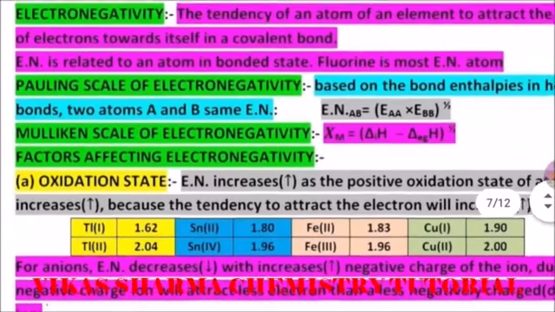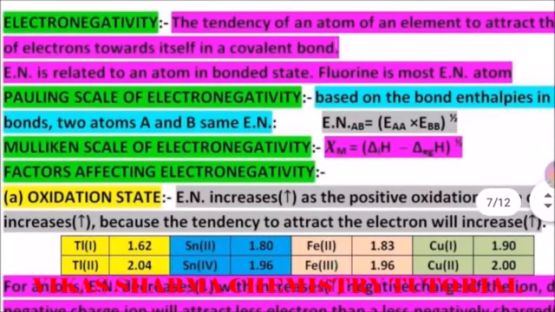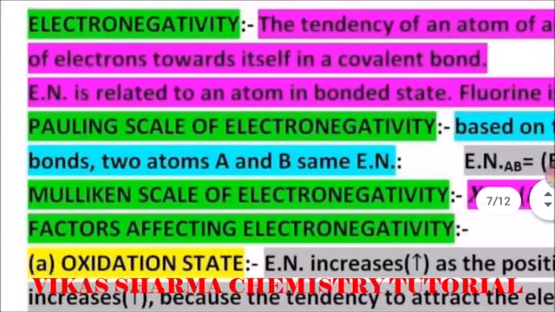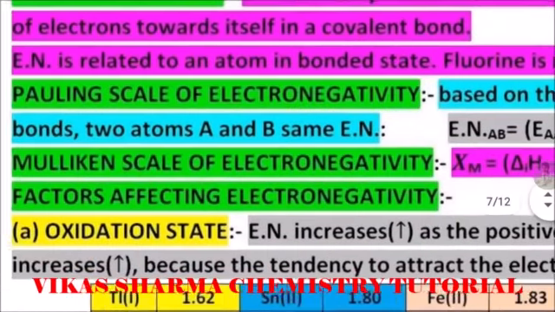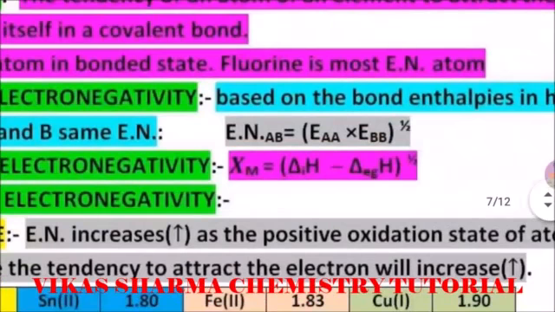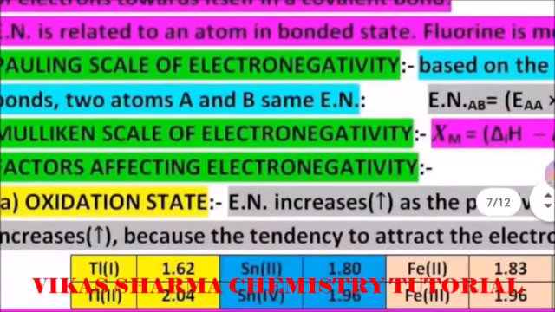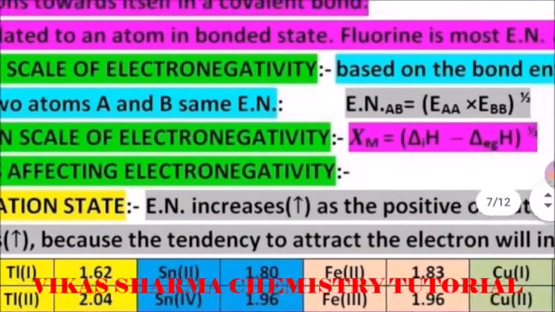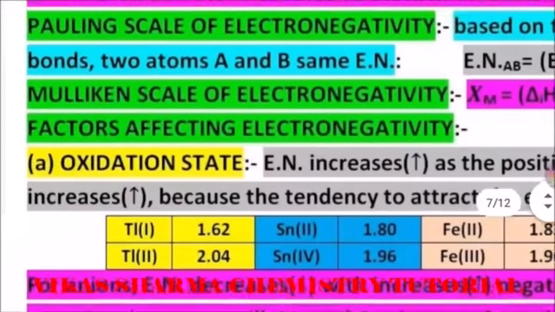Our next topic is electronegativity: the tendency of an atom of an element to attract the shared pair of electrons toward itself in a covalent bond is known as electronegativity. It means the attracting power of an atom in a covalent bond. So electronegativity is related to an atom in a bonded state, and fluorine is the most electronegative atom, meaning fluorine attracts the shared pair of electrons the most. These are the Pauling scale and the Mulliken scale of electronegativity.